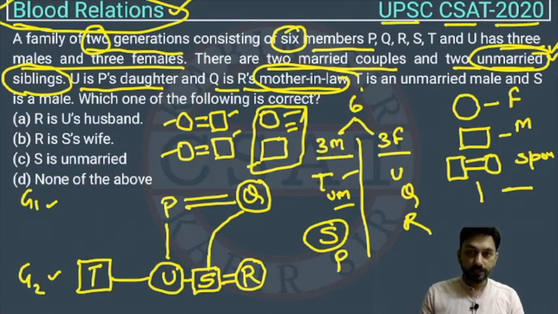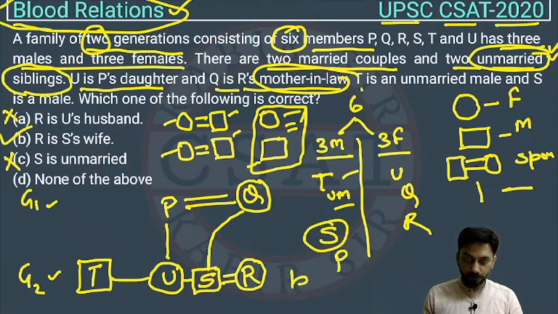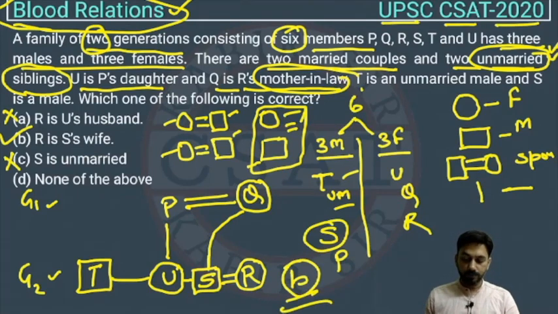So now the question is asking, option A, R is U's husband. So R is a husband of U. That's not possible because both are female. So R is S's wife. So this is correct, option B. S is unmarried? S is married. So option C is wrong, right? So the answer is option B. So option B is the right answer.